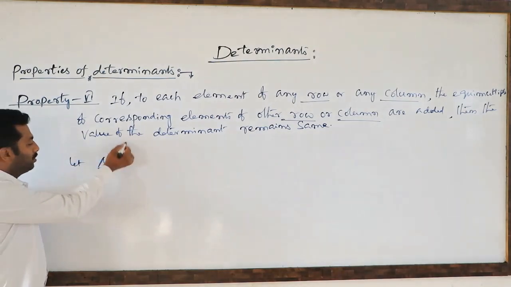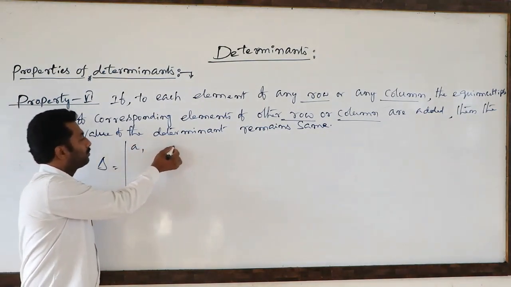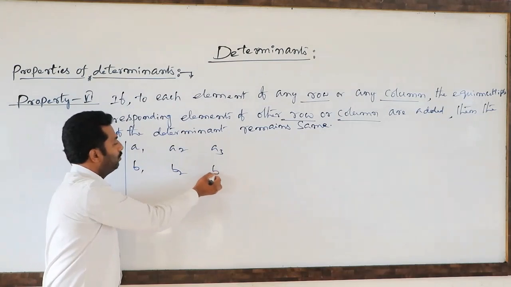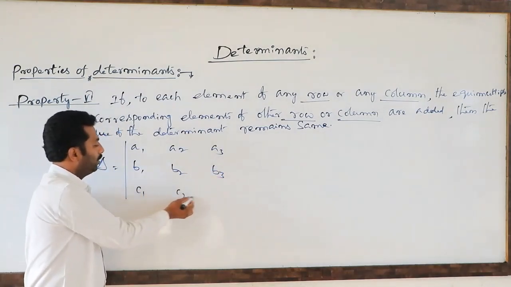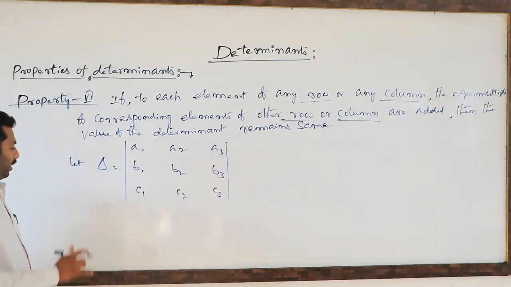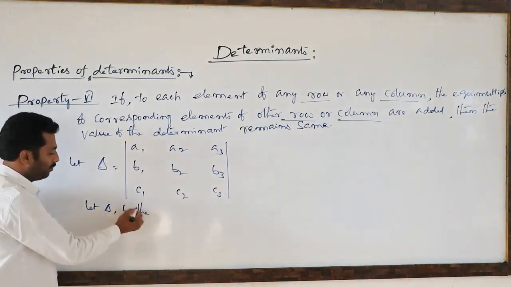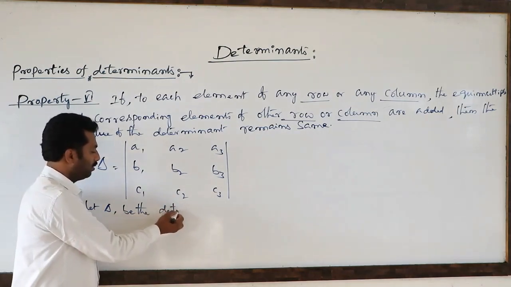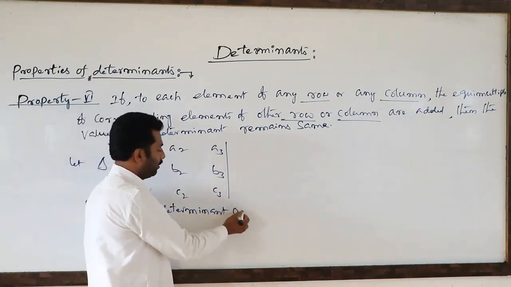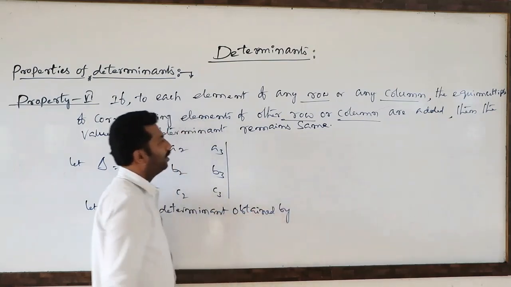Let us suppose delta is equal to, we are taking this as A1, A2, A3, B1, B2, B3, C1, C2, C3. Now we are taking delta 1 to be the determinant obtained by, what is the statement?